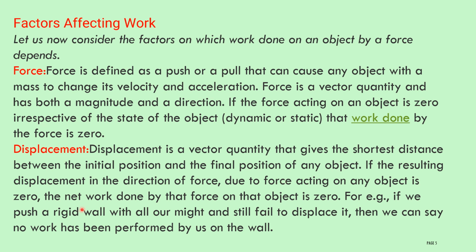If the resulting displacement in the direction of force due to the force acting on any object is zero, the net work done by that force on that object is zero. Consider if the displacement is zero, in that case the work done will be zero. For example, if we push a rigid wall with all our might and still fail to displace it, then we can say no work has been performed by us on the wall.